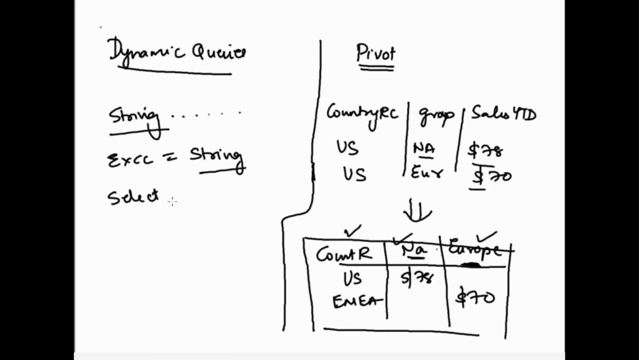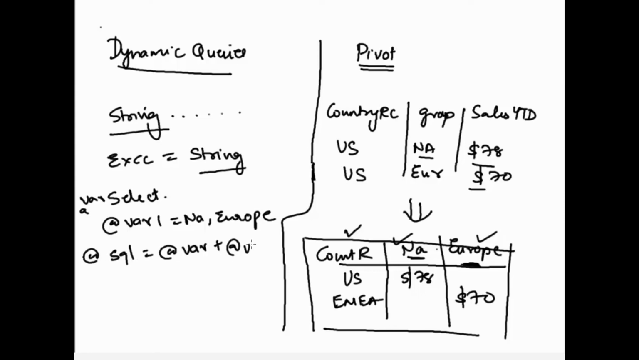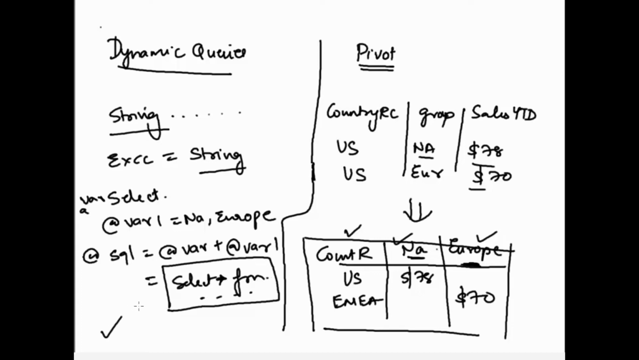So what you do is you start saying, okay, my string should start with select, and then you have another variable which will have values like NA, Europe, or something like this, which you dynamically query from a table and get. And then you say that my final SQL would be something like var plus var1, which is basically select star from, and so on and so forth, right? So this string you're dynamically generating and executing. That's basically called a dynamic query.